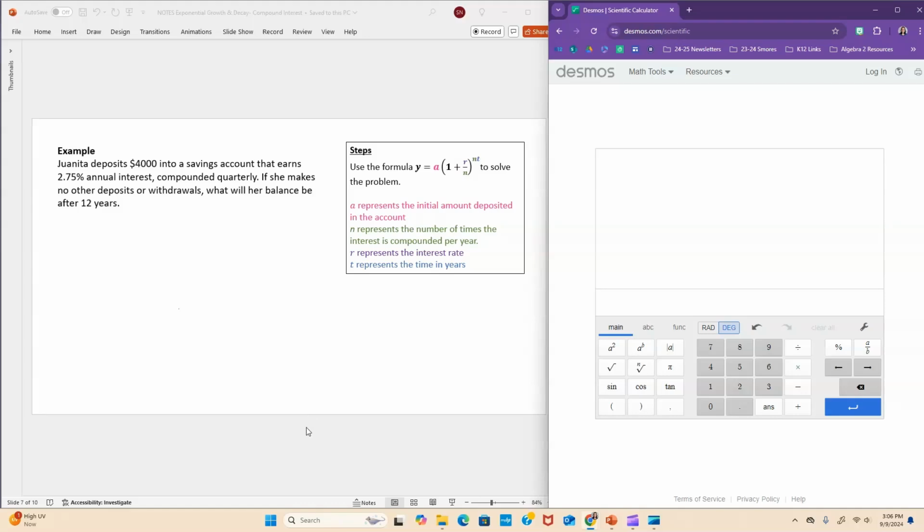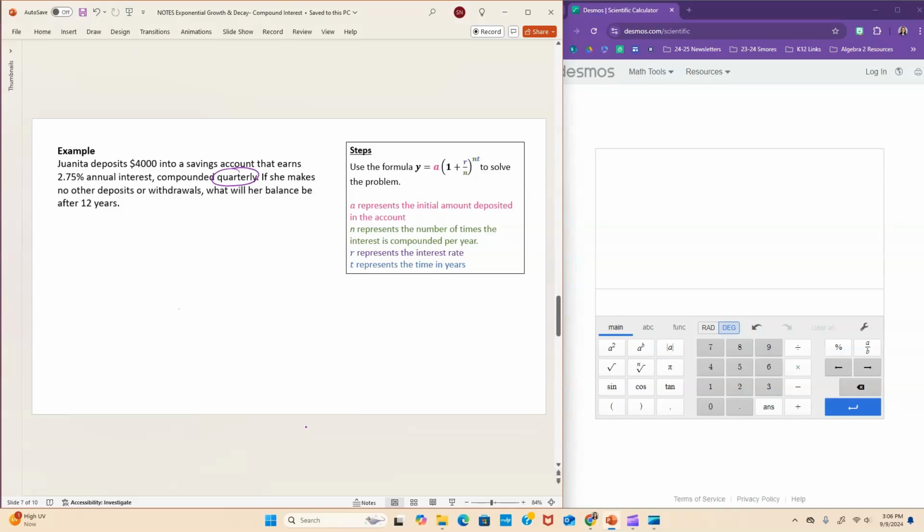So now let's try this problem. It says that Juanita deposits $4,000 into a savings account that earns 2.75% annual interest compounded quarterly. If she makes no other deposits or withdrawals, what will be her balance after 12 years? So let's first figure out what we have in this problem. So we have the initial value, which is A, so that's $4,000. And then we have the value of R, which is 2.75%.